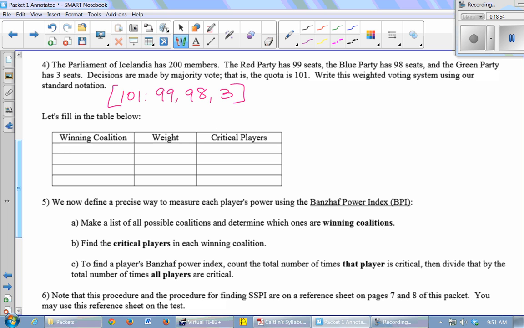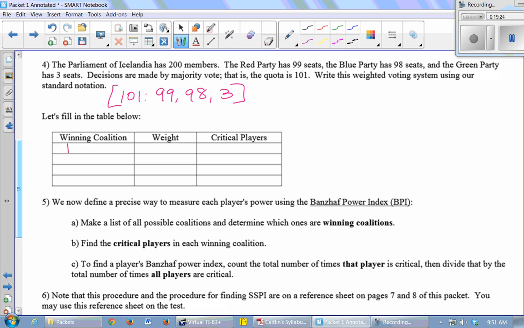All right, so I'm going to fill in this table with winning coalitions. That's any team that can get the quota. So remember, we have red, blue, and green. Can any party reach the quota by themselves? No. Okay, so we have no winning single-player coalitions. Are there any 2-player coalitions that can meet the quota? Yes. Okay, who can team up to meet the quota?